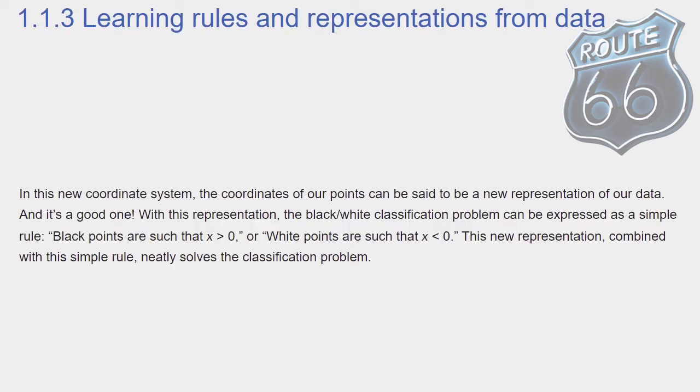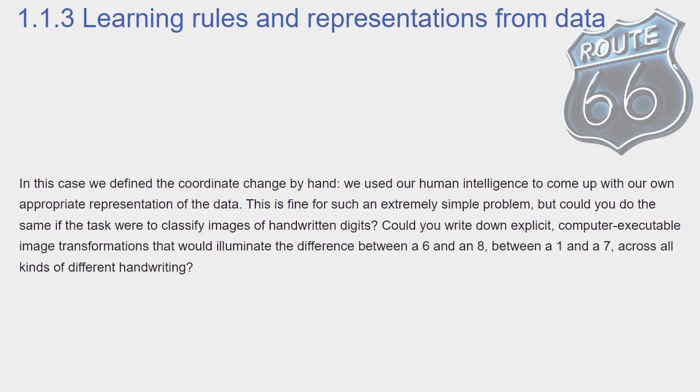In this new coordinate system, the coordinates of our points can be said to be a new representation of our data. And it's a good one. With this representation, the black-white classification problem can be expressed as a simple rule. Black points are such that x is greater than 0, or white points are such that x is less than 0. This new representation, combined with this simple rule, neatly solves the classification problem.